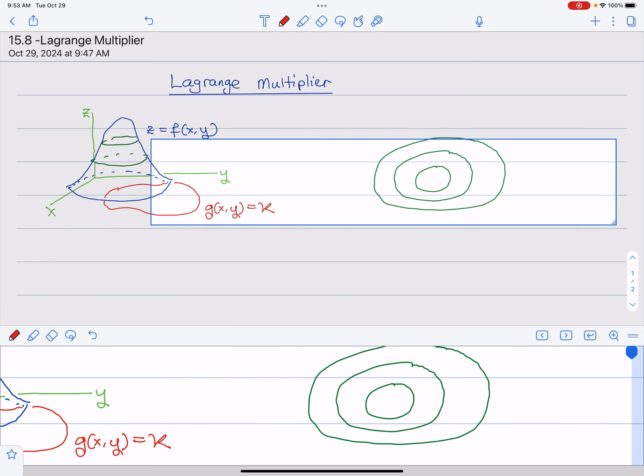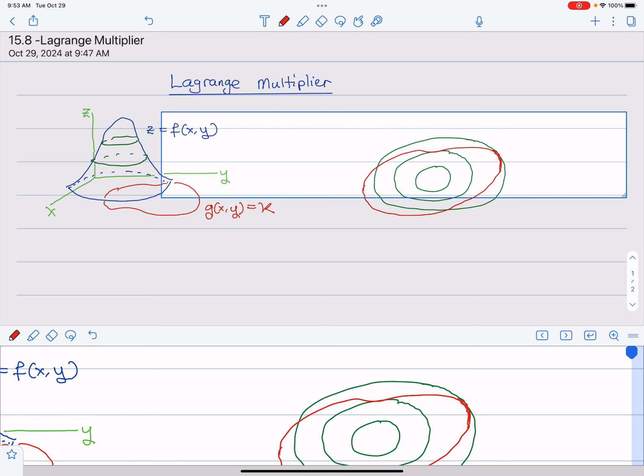In addition to these level curves, we also have the curve on the xy plane, the constraint. All right, so the red constraint, so let it be this. So there is an intersection. The level curves are infinitely many, so the constraint is always going to be tangent to one of them.